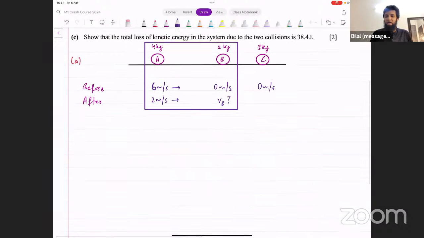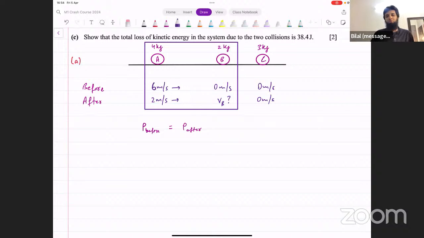Okay. Now C was at rest before collision. It also remains at rest after this collision because C is not even involved in this collision. So we can just ignore that. How do you find the speed of B? All you have to do is equate the momentum before collision to momentum after collision. So momentum before collision, that should equal momentum after collision. What does that give us?